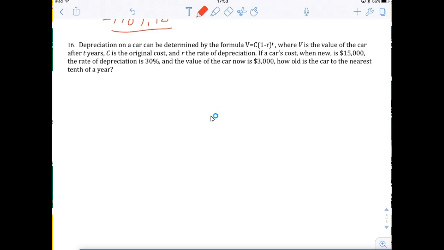Okay, so let me write the whole expression here. V is the value of the car later, C is the original cost, R is the rate of depreciation. So the rate of depreciation is 30%. In decimal we put 0.30. The T we don't know. The C is 15,000 because that's how much it cost when it was new. And then the value of the car now is 3,000, so we put that here.